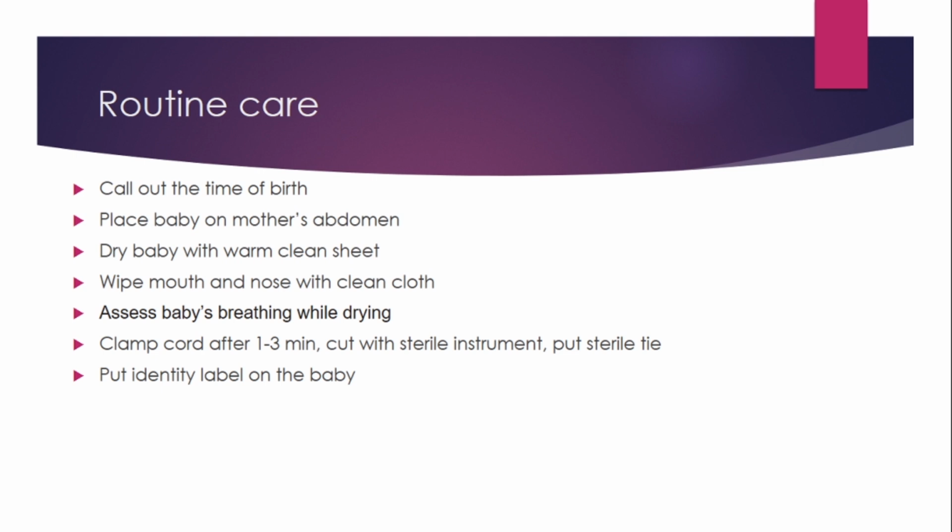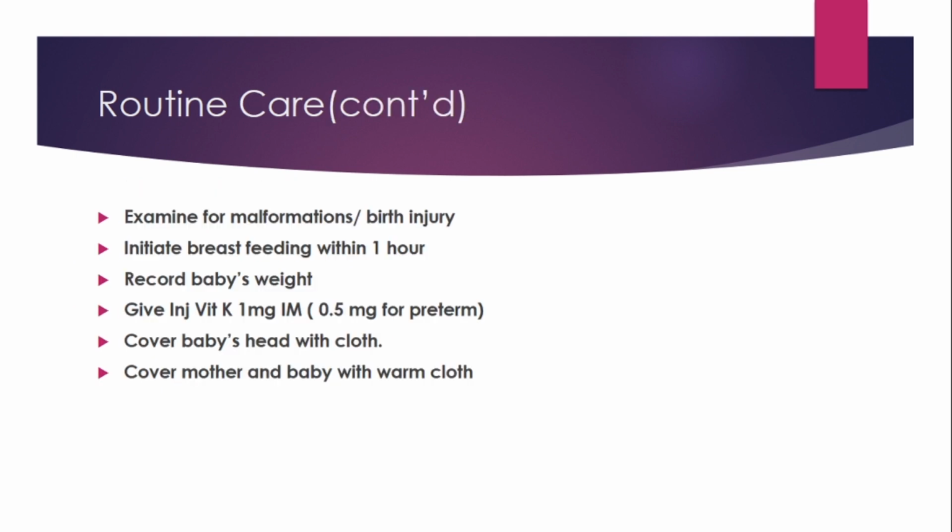As soon as the baby is delivered, you have to call out the time of birth, place baby on mother's abdomen. You have to dry baby with a warm, clean sheet, wipe mouth and nose with clean clothes, assess baby's breathing while drying. Then you must clamp the cord within 1 to 3 minutes. You cut with a sterile instrument, then you put a sterile tie. Then you must put a label to identify the baby.